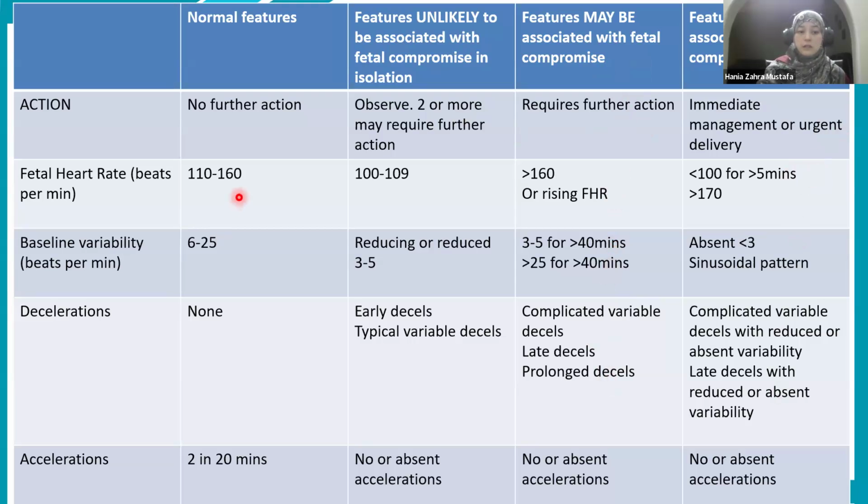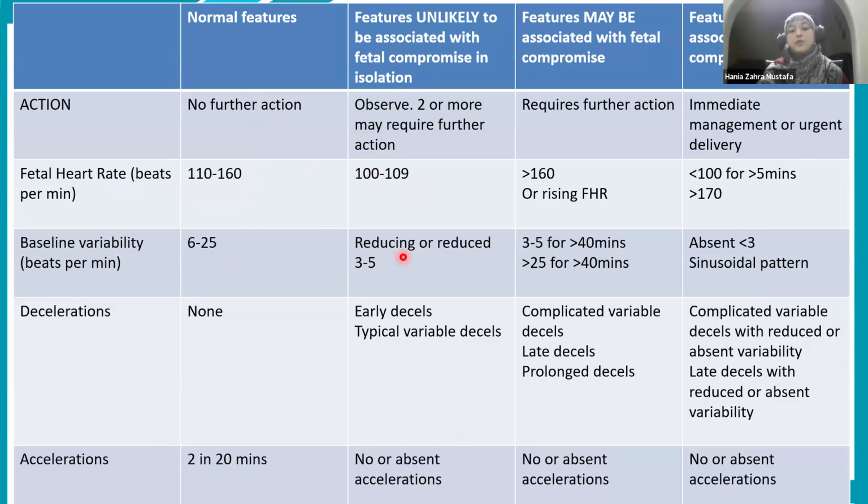What are the normal things in a CTG that we consider normal and then no further action is required? Fetal heart rate, as I told you already, will be between 110 to 160 beats per minute. Baseline variability will be 6 to 25, and there will be no decels, and accelerations 2 in 20 minutes. Then no further action is required for this kind of CTG. And if any one of these is present, then you just observe the patient. You just do continuous CTGs and you just observe the patient.